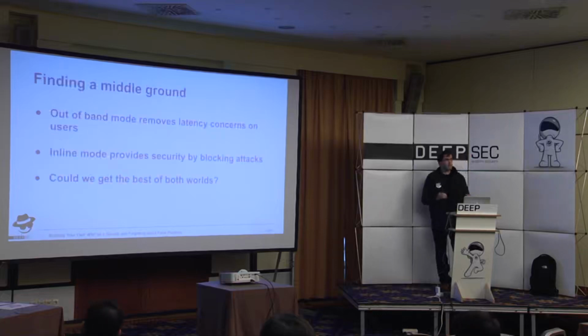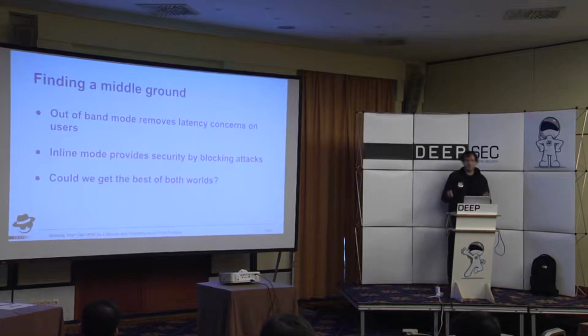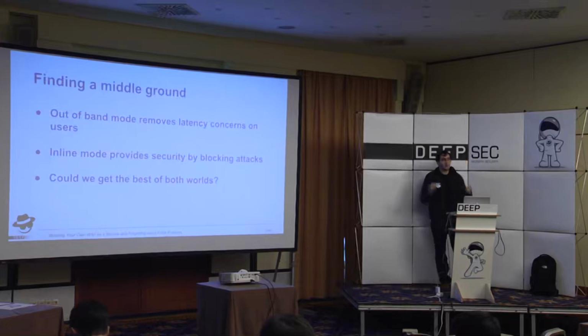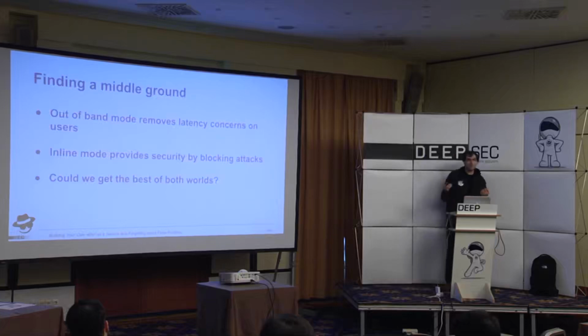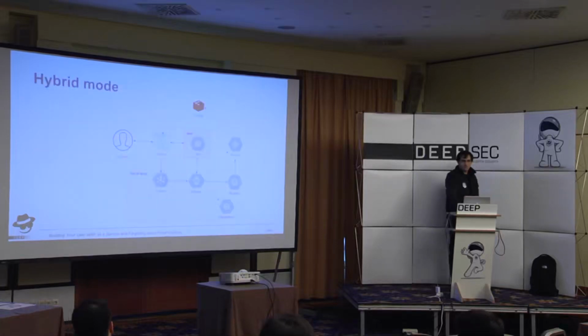And this was a bit about finding a middle ground. So the out-of-band would remove the latency concerns, but we need some kind of inline possibility, so we are able to actually block on every single attack. And this is the question: how can we get the best of both worlds? So we can block, but not affect our customers with false positives or add latency. This is how it ended up in this kind of hybrid mode.